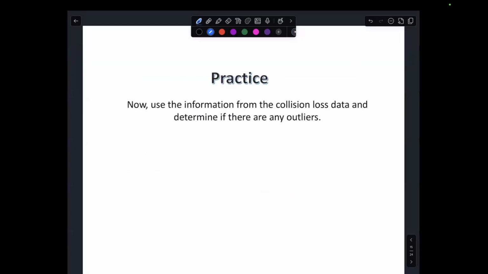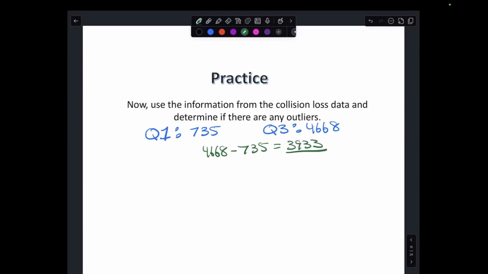Okay, so let's do it with the collision data. My median, we don't even care about the median. Q1 is 735. Q3 is 4668. So my IQR is going to be 4668 minus 735, which I think I have written down, is 3933. This is the IQR.